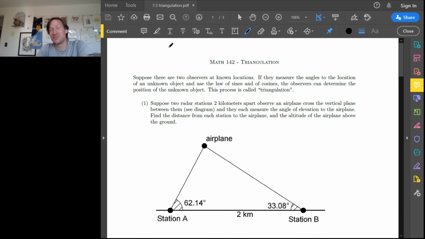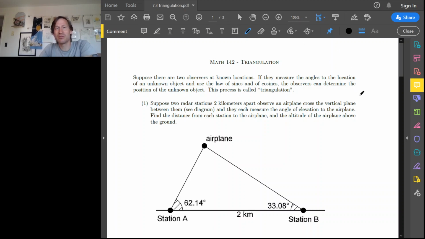Maybe between the peaks of 2 mountains. You can't exactly walk straight from the top of one mountain to the top of another. But it turns out if you have 2 known spots and you just measure some angles, that's enough information to let you figure out all the distances you would like to know. This idea is called triangulation.